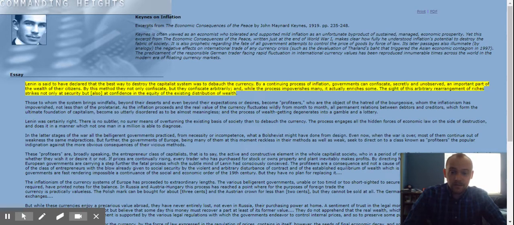He says in his book, and there's an excerpt I have from it here, which I just thought was a telling quote from this economist, with whom I have much disagreement, but I think here he hits the nail right on the head with this key quote from his book, The Economic Consequences of Peace, in 1919. This is page 235. Now, this is an excerpt from this book. But anyway, he writes here, Lenin is said to have declared that the best way to destroy the capitalist system was to debauch the currency.